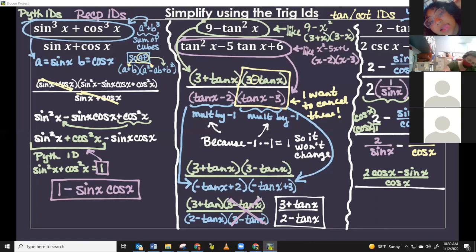Down on the bottom, let's give that a common denominator too. Multiply this one, sine x, multiply over here, cos x. So then I would have 2 cosine x minus sine x all over cosine x sine x. Ew.